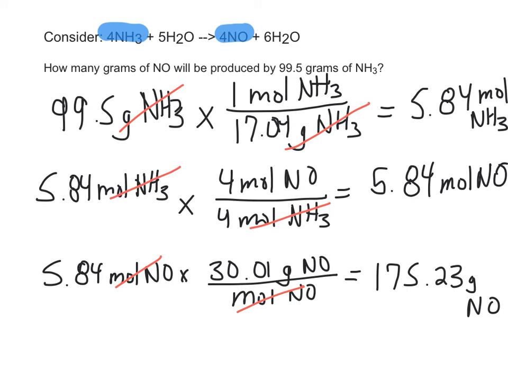So again, start with the mass that you're given, convert that to moles, do a mole-mole conversion. In this case, it's easy because 4 moles of this beget 4 moles of that. Once we get our molar conversion done, we now just take our final moles that we have, multiply it by the molar mass, and we end up with our final answer, which is 175.23 grams of NO. So those are 2 problems that will hopefully help you remember how to do this.